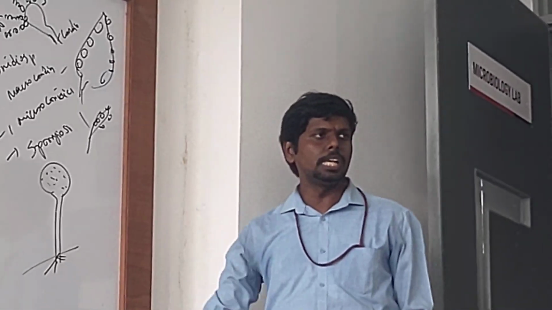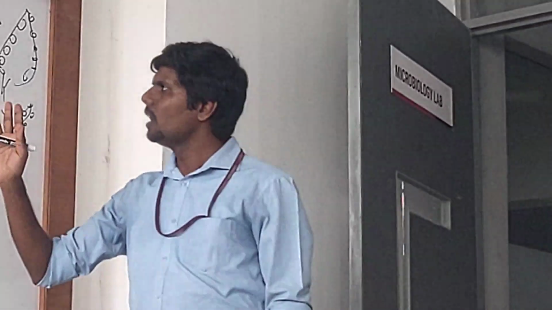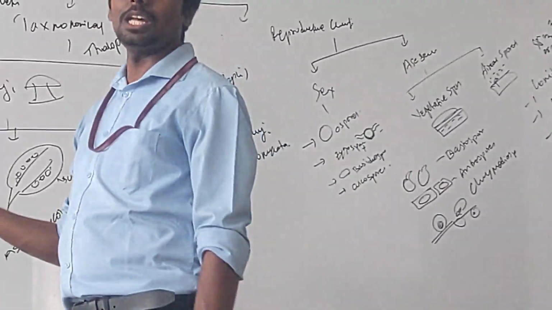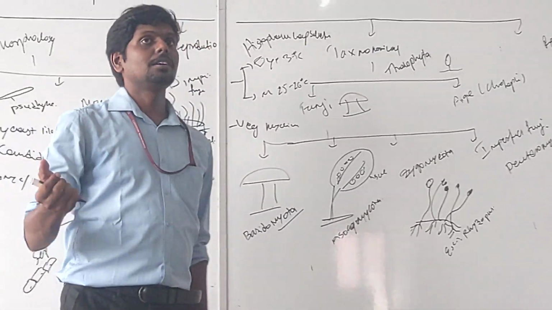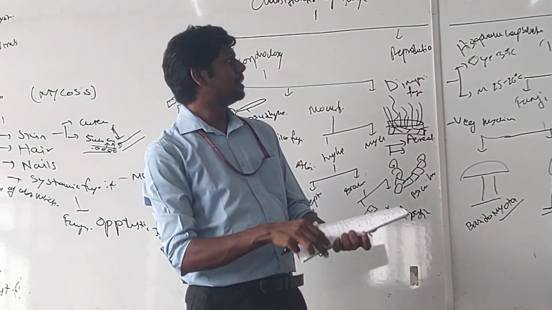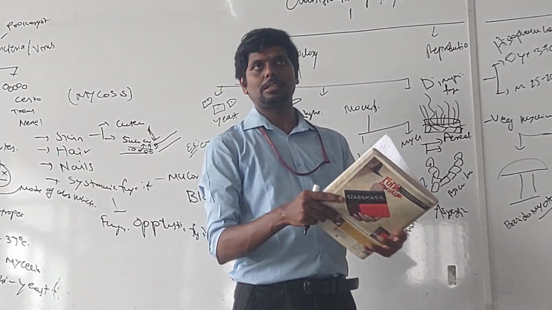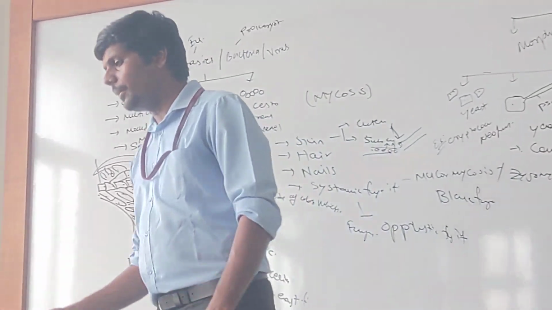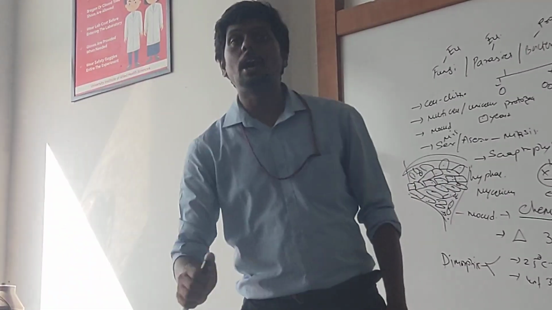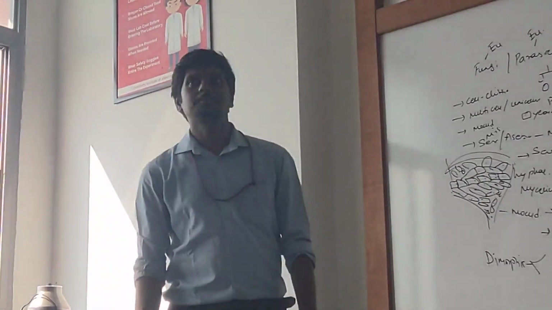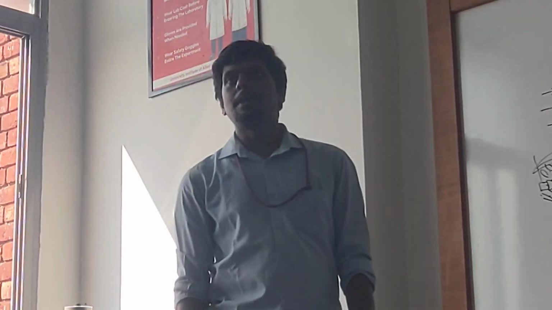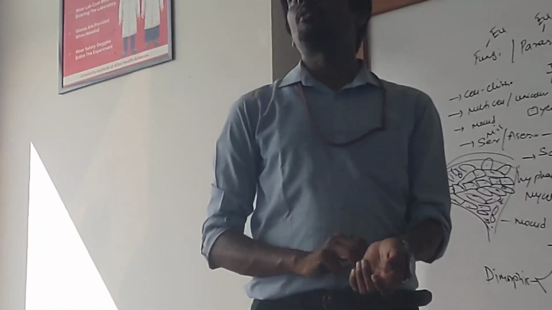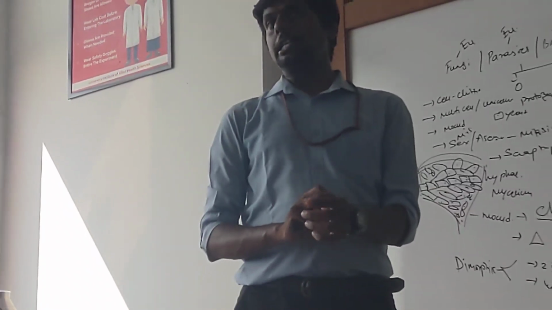So these are the sexual spores, asexual spores, then vegetative, aerial, taxonomical, morphological, and what else? That's it, classification of fungus. So now, Histoplasma capsulatum is an example for what type of fungus? Dimorphic fungus. Very good.